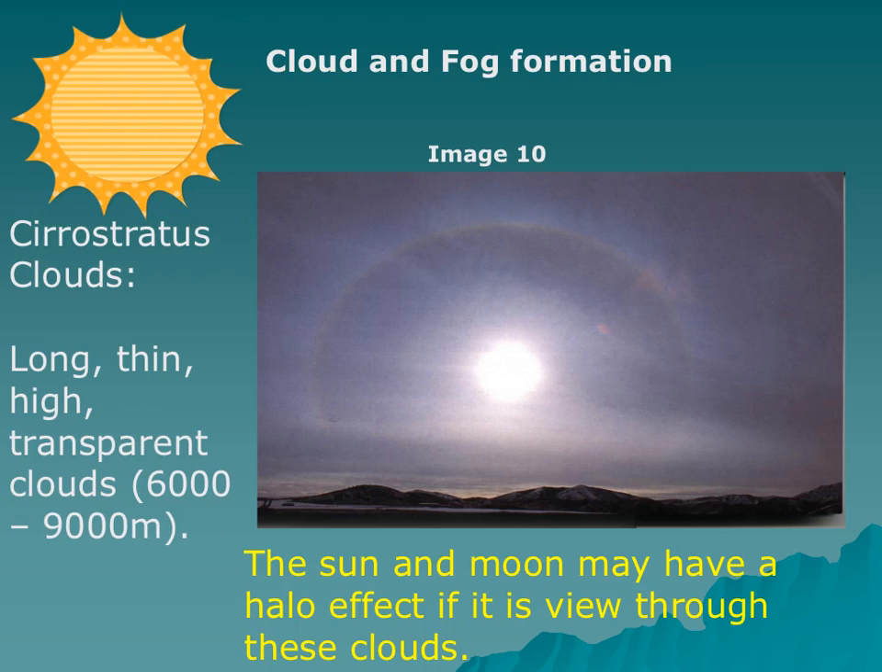Finally, there's the Cirrostratus clouds. Cirrostratus clouds are pretty. They're long, thin, high, transparent. It's almost like a sheet you can see through covering the sky. They're up between 6,000 and 9,000 meters as well. And if you see the sun or moon through this, it looks like they have a halo effect. You can kind of see it in the picture here, the little rainbow halo.